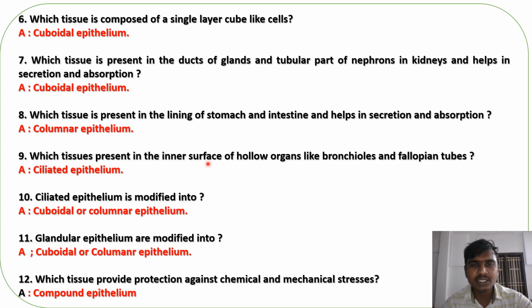Which tissue is present on the inner surface of hollow organs like bronchioles and fallopian tubes? That is ciliated epithelium. Bronchioles and fallopian tubes, ciliated epithelium. Ciliated epithelium is modified cuboidal or columnar epithelium. Glandular epithelium is also modified cuboidal or columnar epithelium.